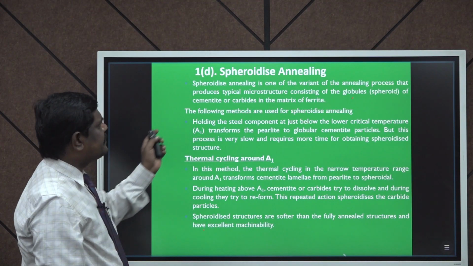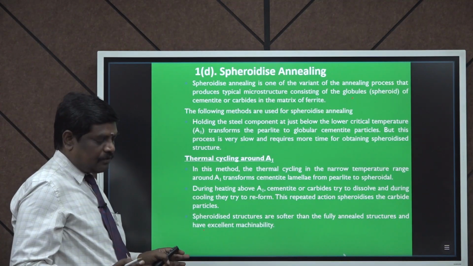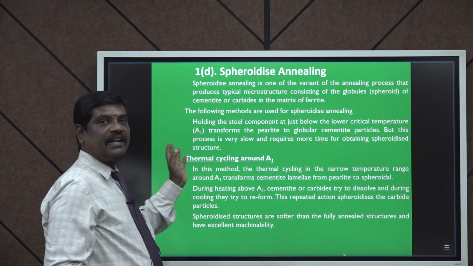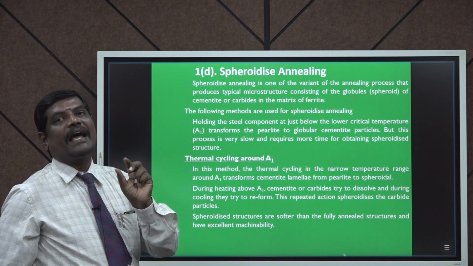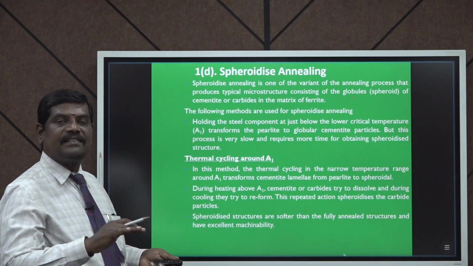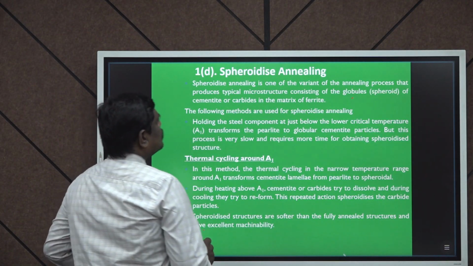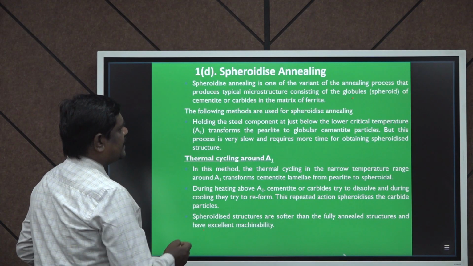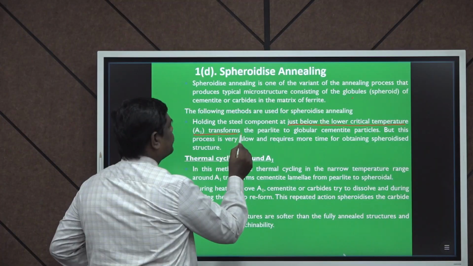And the last one, a very important process, is spheroidal annealing, to improve the machinability. Everyone wants to go for this spheroidal annealing, where the particles are converted into a globular or granular form, which is a homogeneous state for good machinability. So, what we have to do is heat to a temperature just below the lower critical temperature.